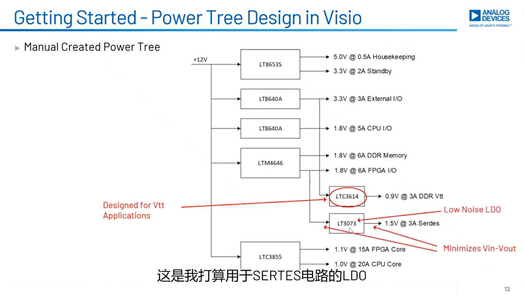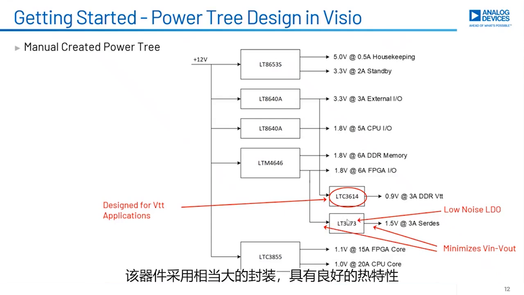Here's the LDO that I'm going to use for the SerDes circuit. The output is 1.5 volts at 3 amps. And I've chosen to run this LDO off a 1.8 volt rail that I also have in the system. That means that the differential from input to output across the LDO is only 300 millivolts. And now 300 millivolts times 3 amps means that the LDO will dissipate about 0.9 watts. And that's manageable in a device like this.